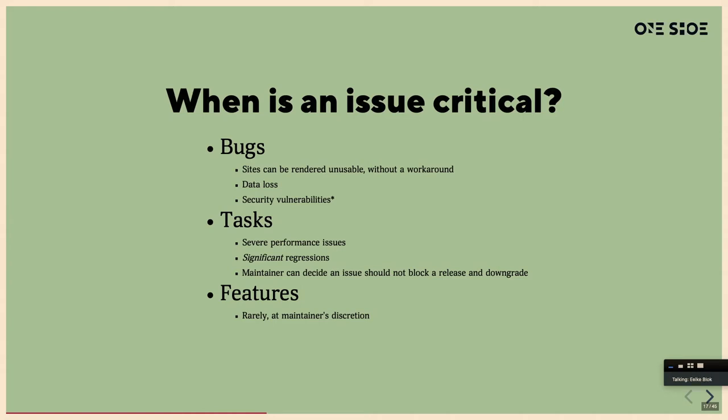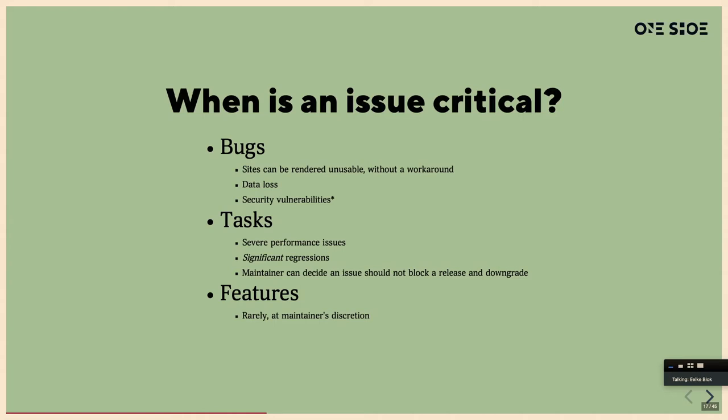When there is data loss, actually the actual data in the site is destroyed for some reason. Or security vulnerabilities, you'll see a small asterisk there, because security vulnerabilities should usually be reported through the proper channels, the secure.drupal.org site. They should not be reported through the regular issue queue, because that's public. And we would like to keep those under wraps until there's actually a solution for the problem.